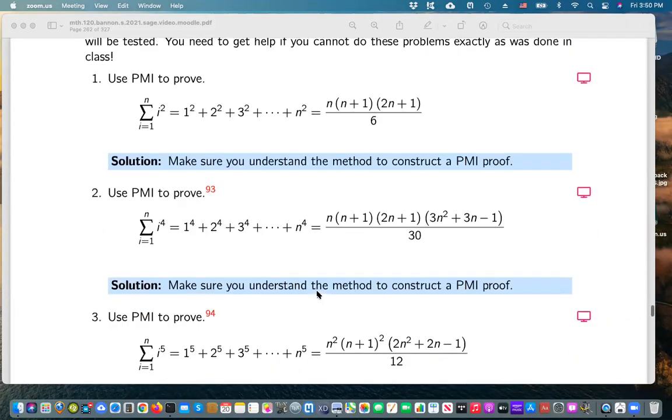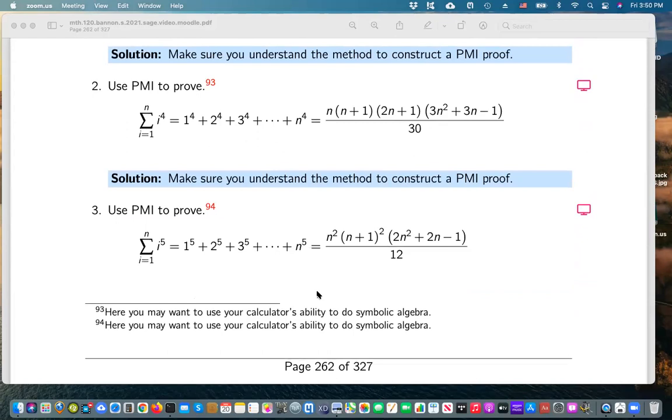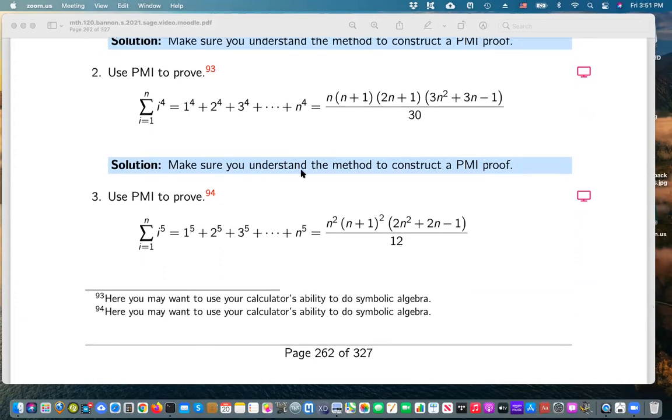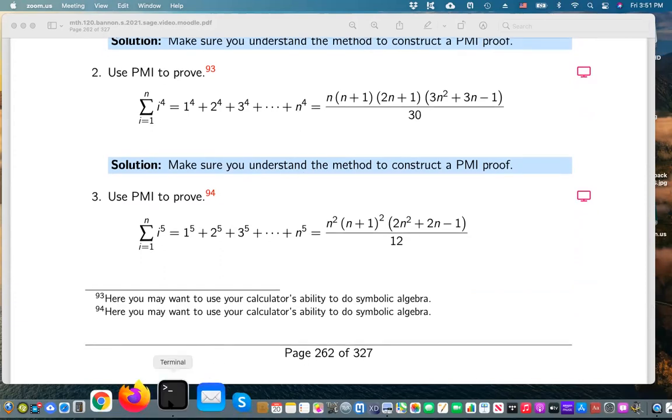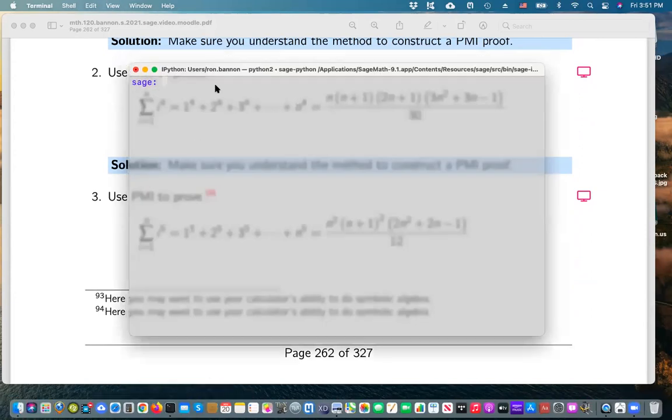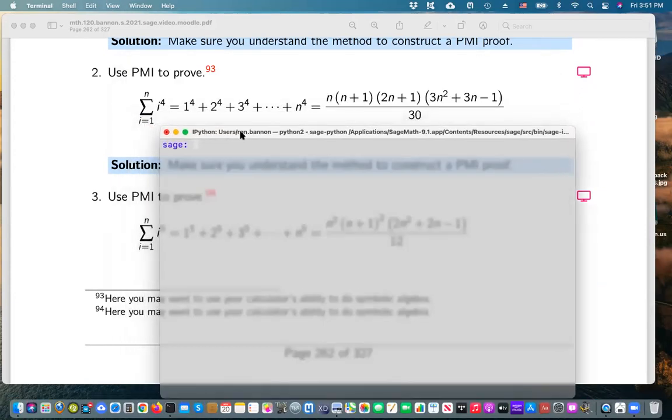Okay, so I'm going to do number 2. Now, certainly number 2, this is footnote 93. It says here you may want to use your calculator's ability, and I'll tell you the number 1 reason why is that these 4th degree polynomials like n plus 1 to the 4th power are going to take a lot of work. But what I want to do is go to Sage and use this as my computer algebra system, but you're free to use your calculators.